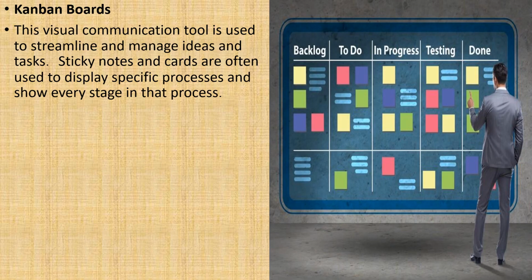Kanban boards. This visual communication tool is used to streamline and manage ideas and tasks. Sticky notes and cards are often used to display specific processes and show every stage in that process. Backlog, to do, in progress, testing, and done. These are the things the visual communication tool uses to streamline and manage the ideas and tasks.